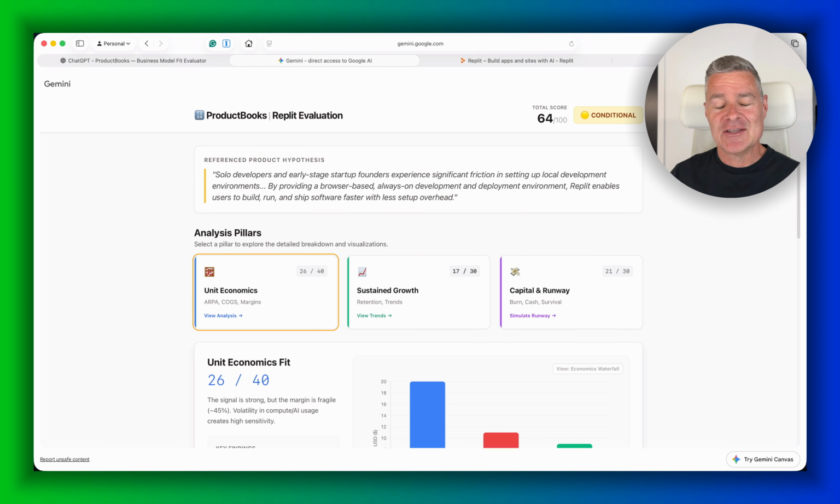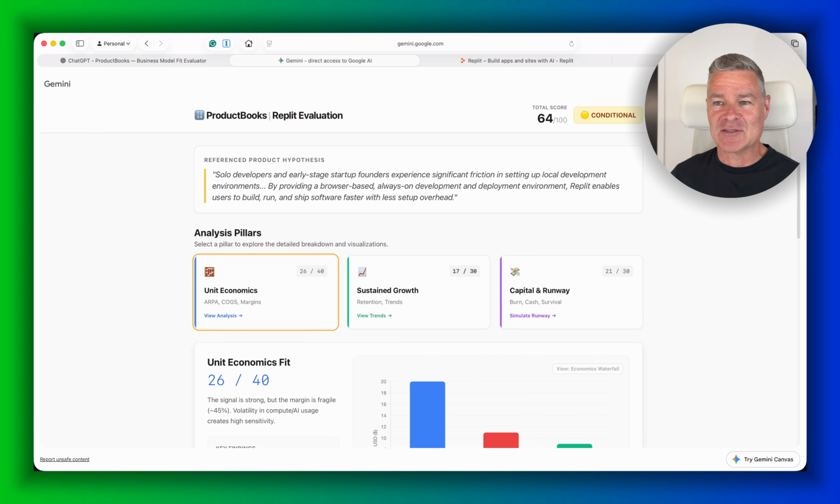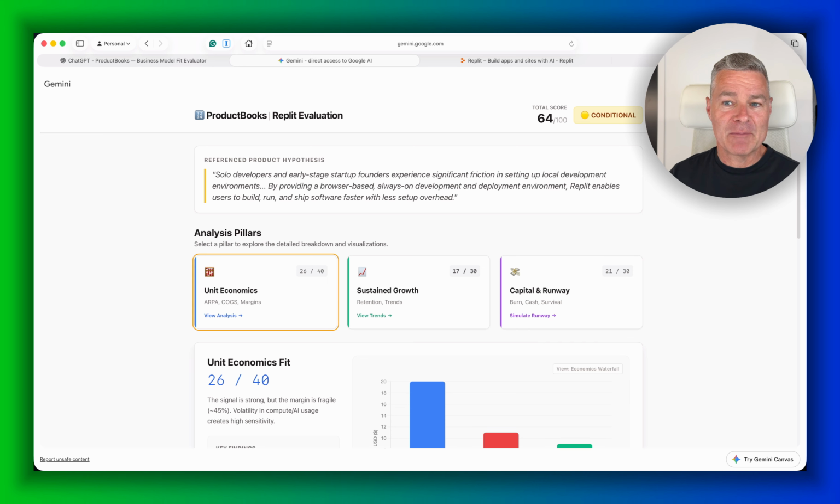So business model fit evaluator, it's very important because it's going to give you some of these insights. So once again, I've used Replit as an example. I don't work for Replit. I've just used some mock data based on their business, and I've run it through this tool, which I'll show you in a second. So thinking about the Replit business, this is a dashboard for them on their business model fit that was created by this free tool.